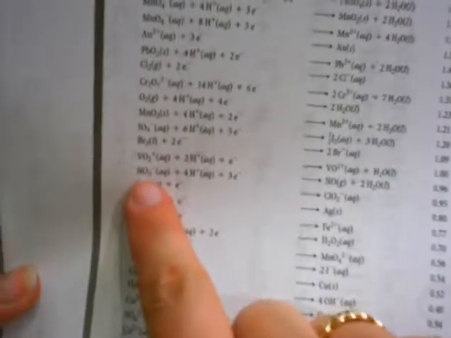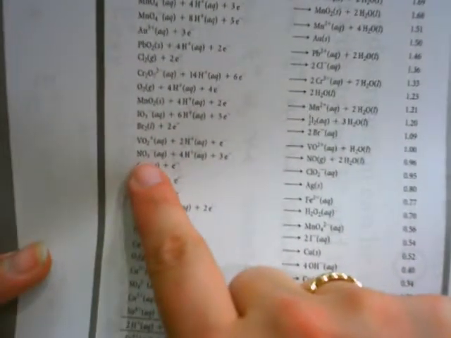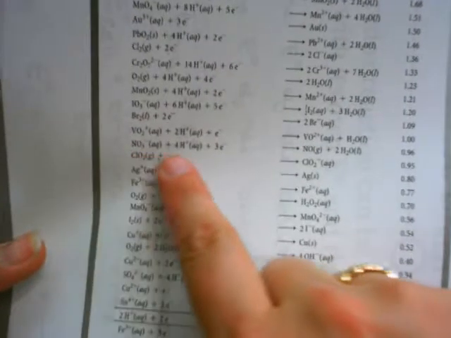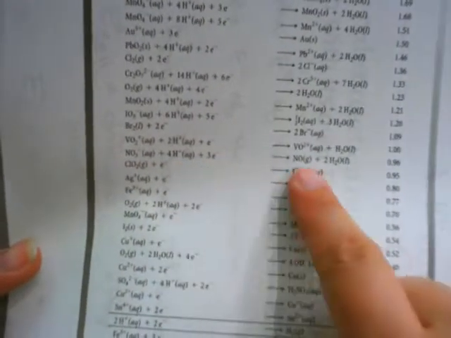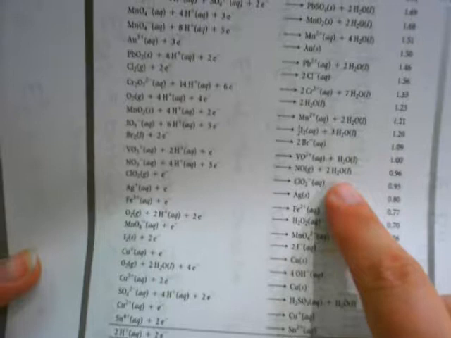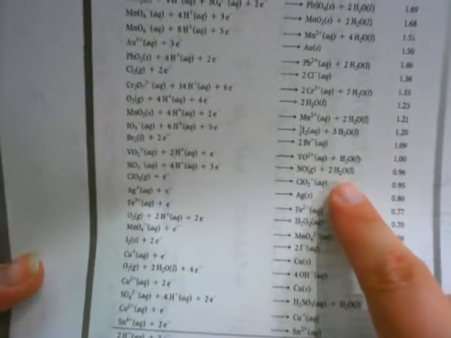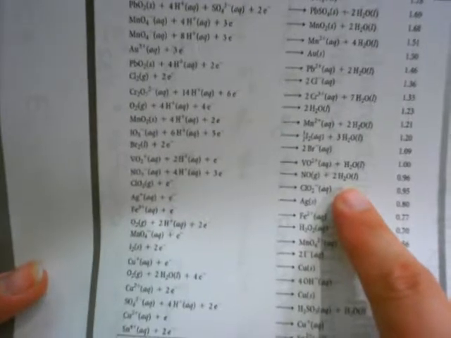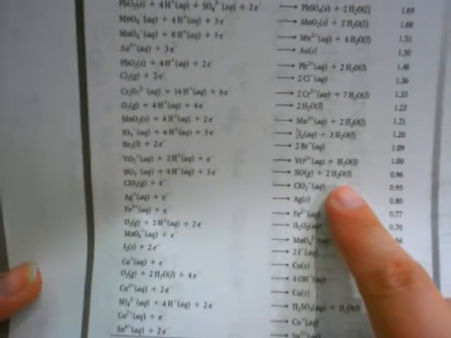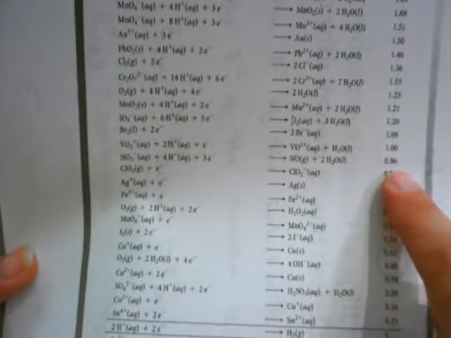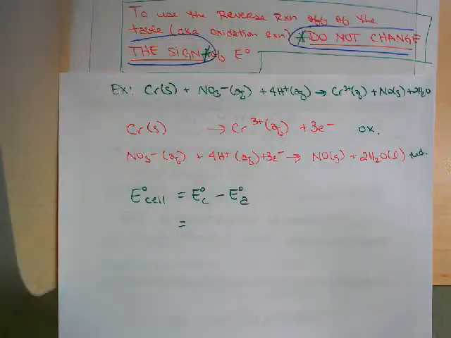So we find it right up here. NO3 minus, 4 protons, 3 electrons make NO and 2 H2O. Imagine how handy that would be if you're using this table while doing your homework, because it has all the half reactions already balanced. Just saying, it's a time saver. Alright, so I have this value, 0.96. Write that down.